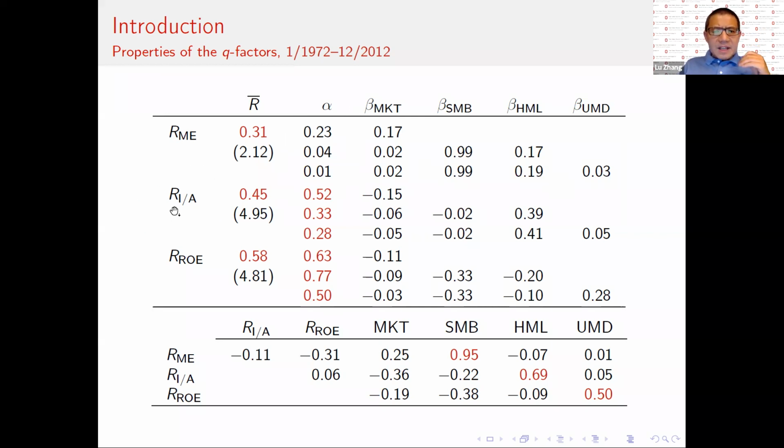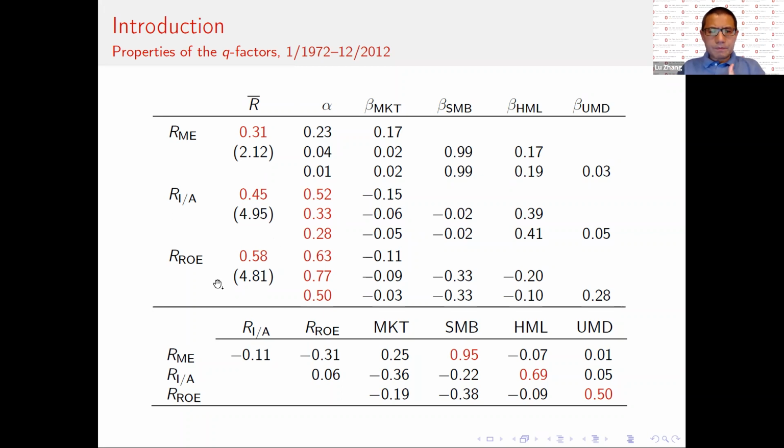So look at our investment factor. On average, it earns 45 basis points per month with a t-value close to five, and the CAPM alpha, Fama-French three-factor alpha, and the Carhart four-factor alpha, all three alphas are significantly positive. The evidence means that the more traditional, older generation factor models cannot explain the investment factor in the Q factor model.